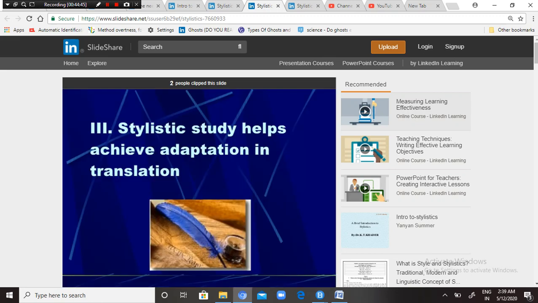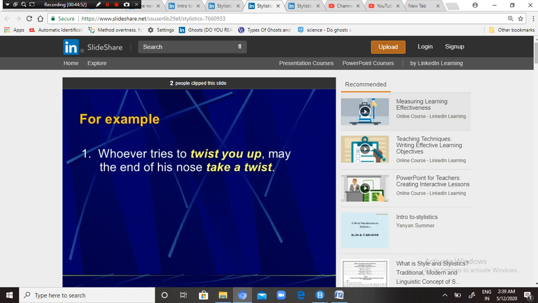Stylistic study helps achieve adaptations in translations. For example, "Whoever tries to twist up, may the end of his nose take a twist."